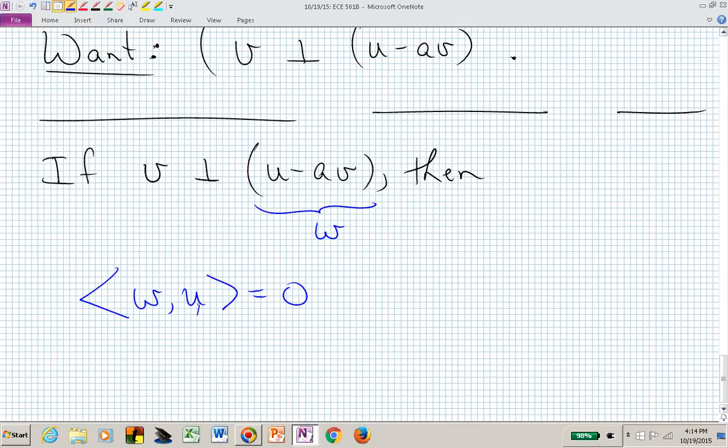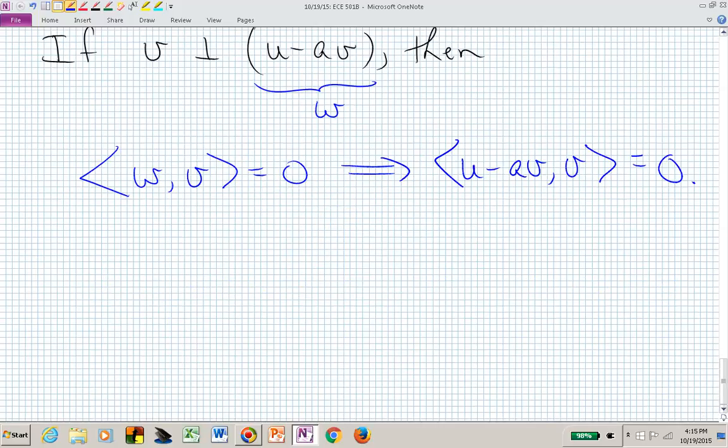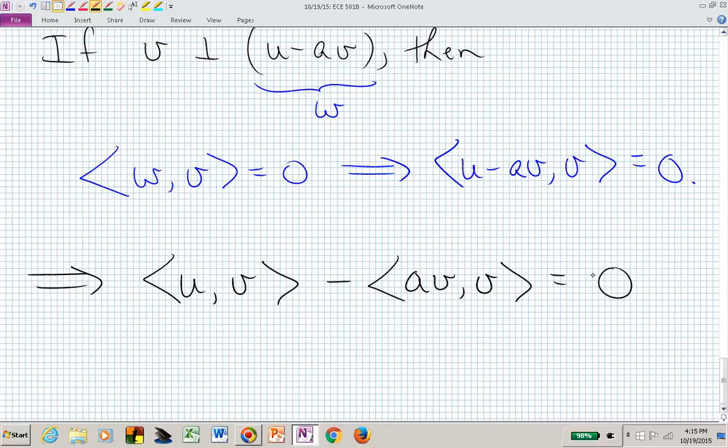Thank you. wv. Getting ahead of myself. wv is equal to 0. But that is the same as u minus av inner product with v equaling 0. If that's true, now let's just use additivity of the first slot to separate out the terms in the first slot. And that says then that we have u and v's inner product, and then we have minus av with v, and that's equal to 0.